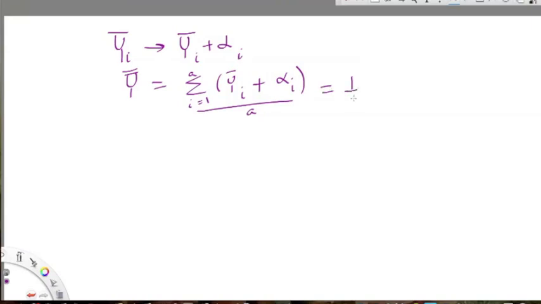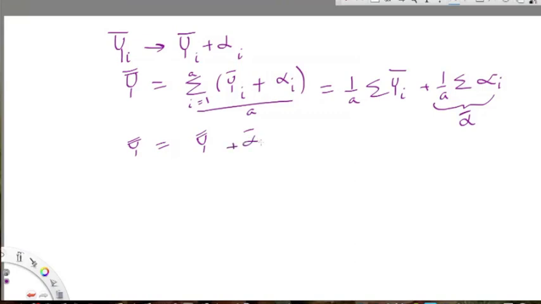So we have 1 over a times the summation of y sub i bar plus 1 over a times the summation of alpha sub i. So one way you can think about this is that's alpha bar. It's the mean effect of treatment, alpha, whatever we're talking about here. So y double bar equals y double bar plus alpha bar now. Okay, so we'll substitute that in our numerator.